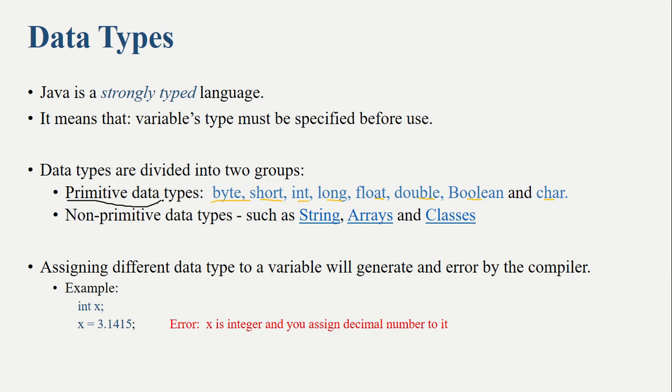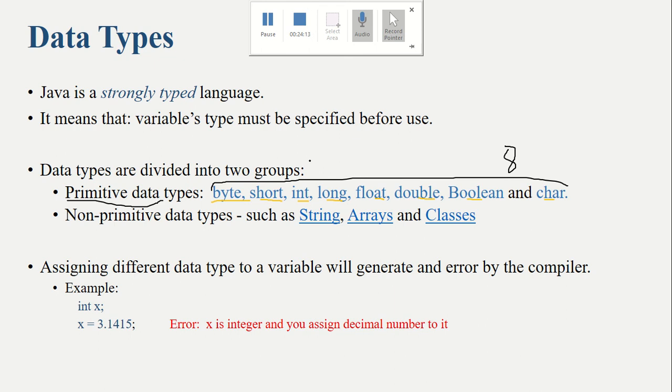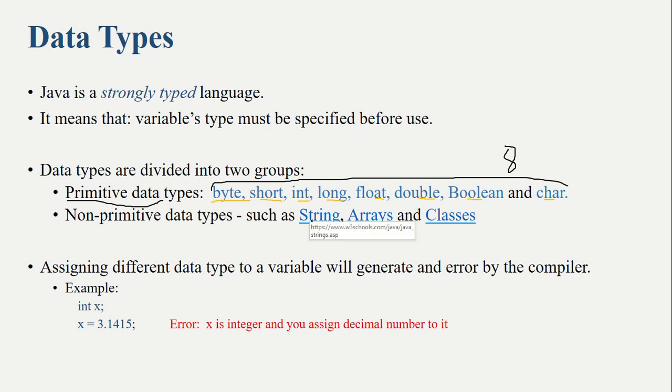It's already built in the language, such as integer, double, boolean, character, and so on. There are 8 primitive data types in the program. And we have non-primitive data types such as string, array, and classes.